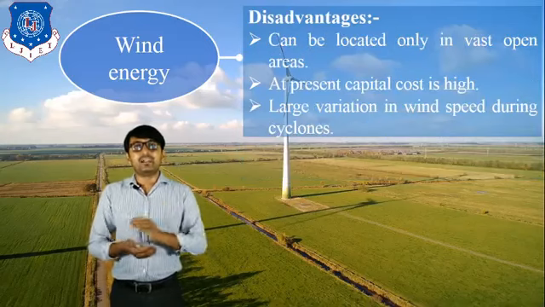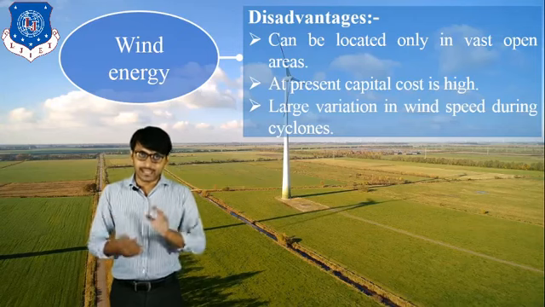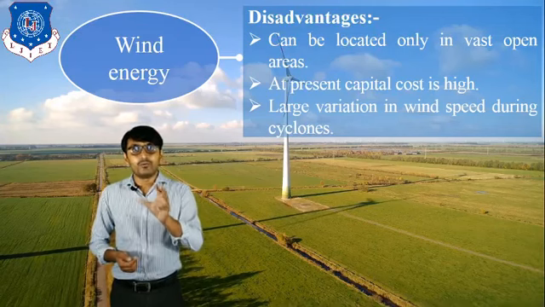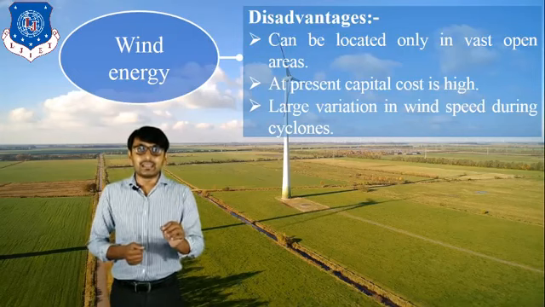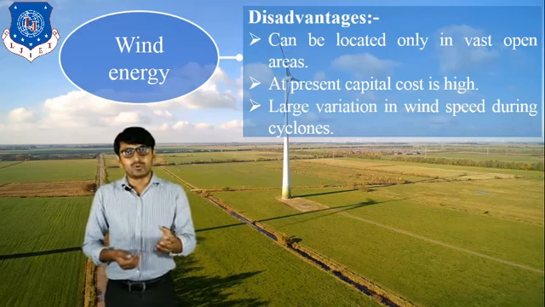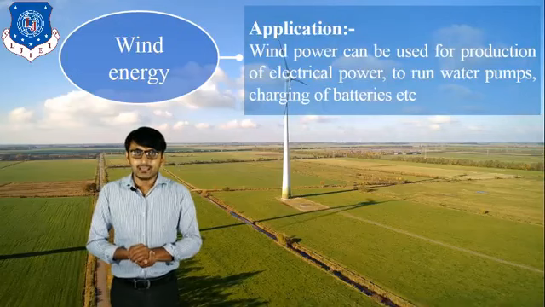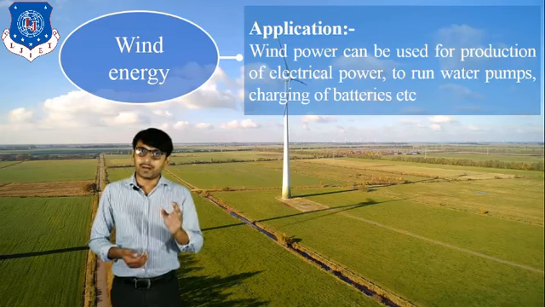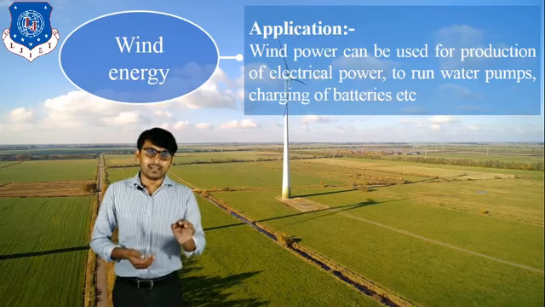And there are some disadvantages also. First, it can be located only in vast open areas. Second, at present the capital cost of founding a windmill is high. And third, large variation in wind speed during cyclones. Now there are some applications of wind energy: wind power can be used for production of electrical power, to run water pumps, and charging of batteries, etc.